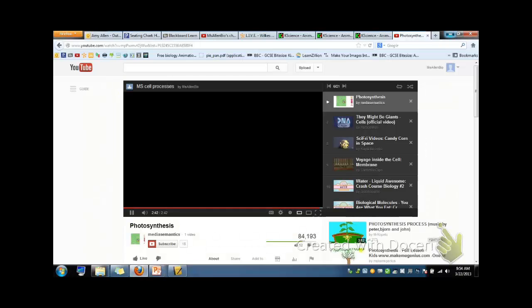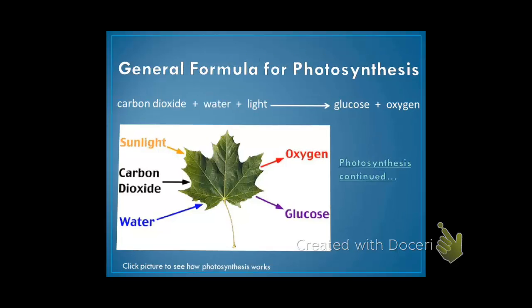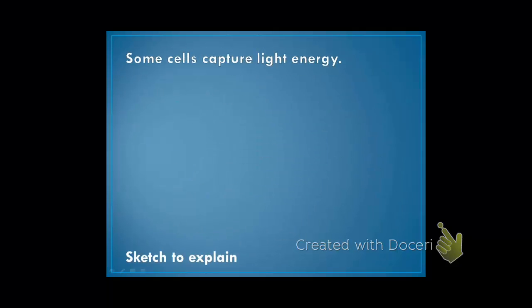All right, take a look at your study guide. Now, you need to fill in number 3. All right, so some cells capture light energy based on what we just saw and learned.